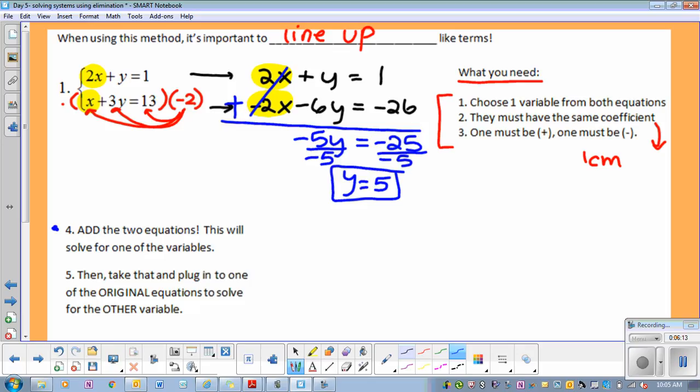Now it's the same as what we did in substitution. Take it, plug it into one of your original equations. Pick the easier looking one or the shorter one, right? And then you can solve for x. Okay? Which one should we plug it into? The first one or the second one? First one. Okay, let's do the first one. So the first one is 2x plus y equals 1, right? But I'm going to plug in y equals 5. Okay, so then it becomes 2x plus 5 equals 1.